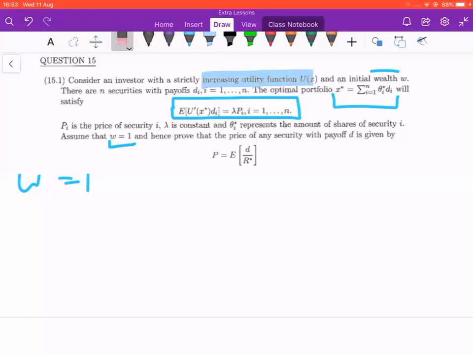I think I cut something. Oh, okay, so it's fine. I will write it down anyway.